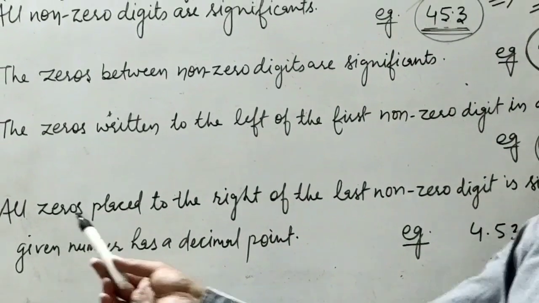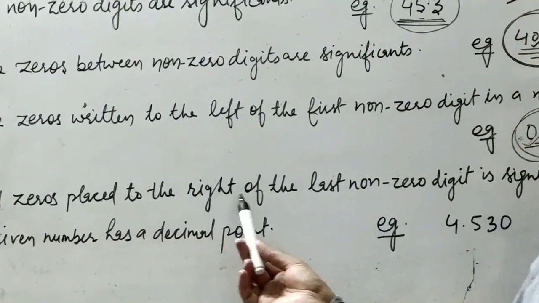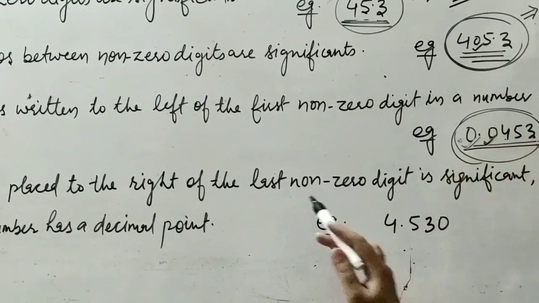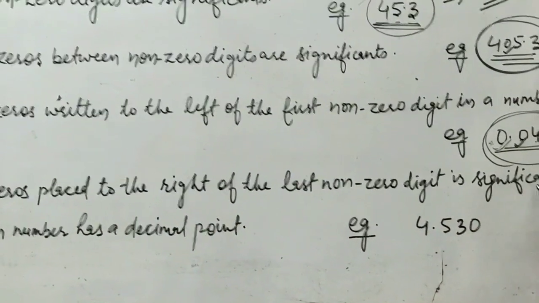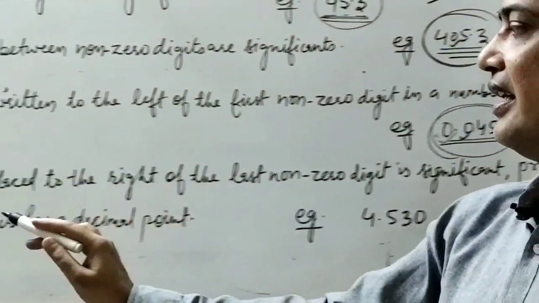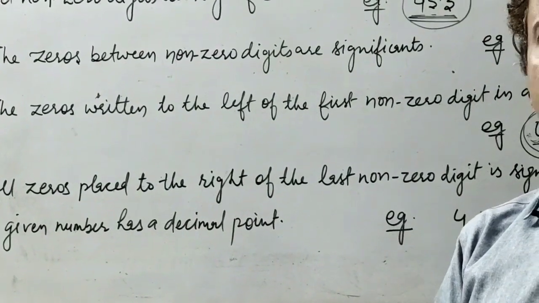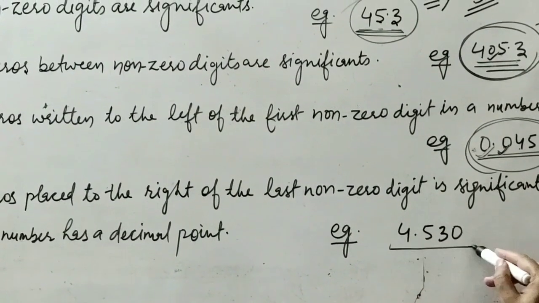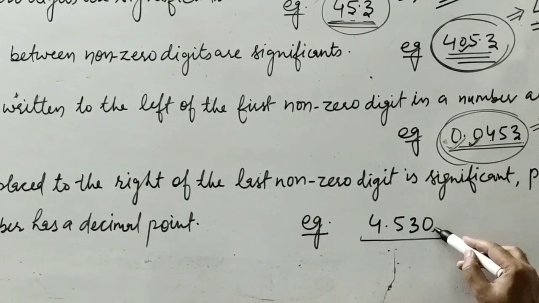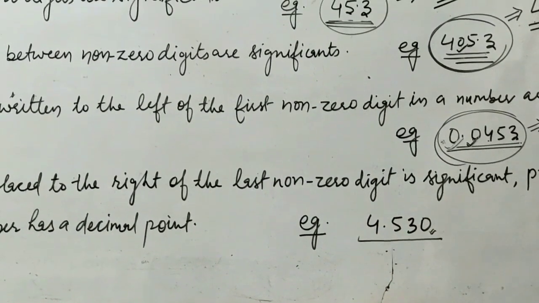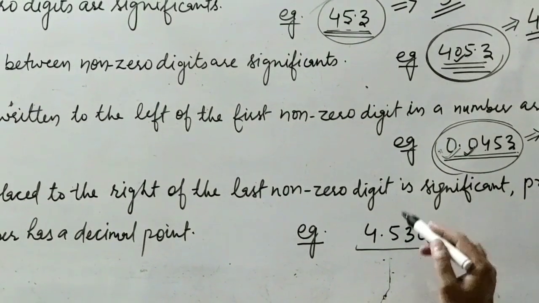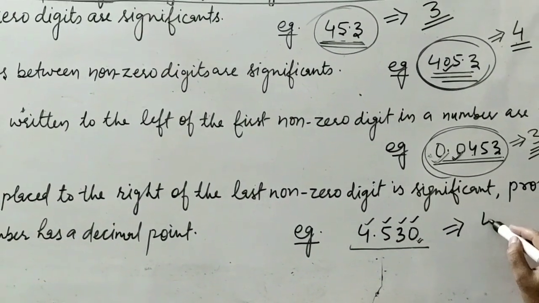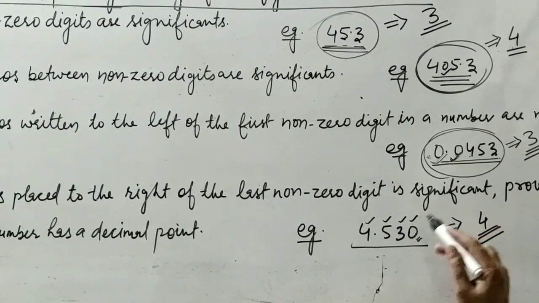Now the next rule: all zeros placed to the right of the last non-zero digit, all those zeros are significant provided the given number has a decimal point. In the given number there must be a decimal point. Like 4.530. In this number, this 0 is present on the extreme right side. This is considered to be a significant figure. So 1, 2, 3, 4. In this given number, there are 4 significant figures present.